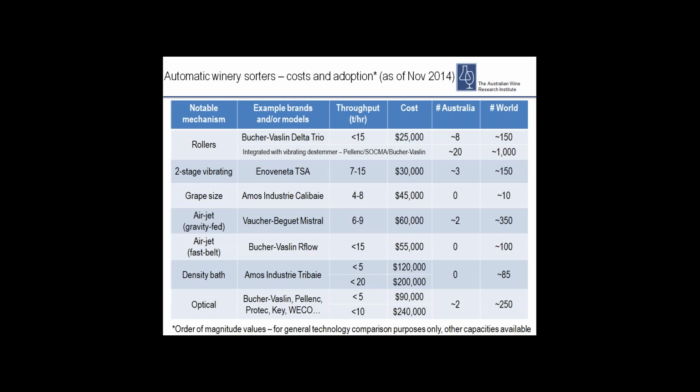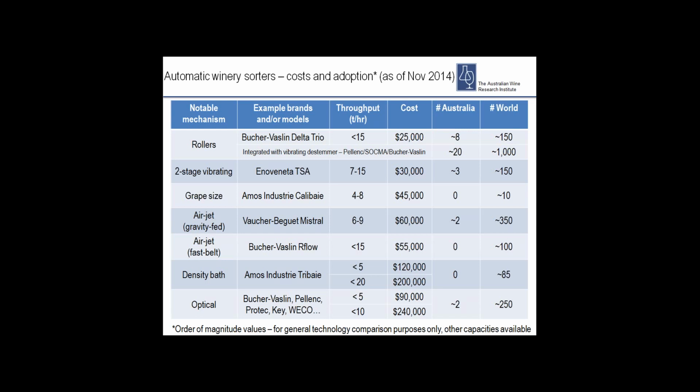This table provides a summary of available sorting systems, including estimates of throughput, costs, and adoption in Australia and worldwide, based on some discussions I had with various major suppliers. There are a few points that I took away from this information that were of interest to me.